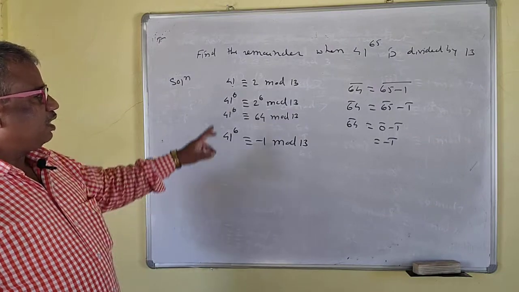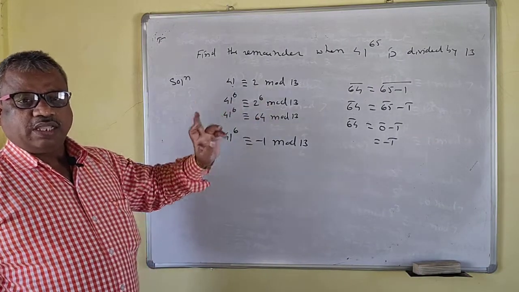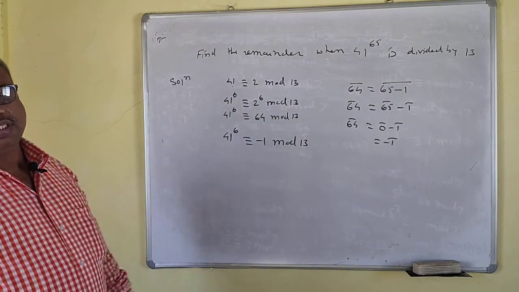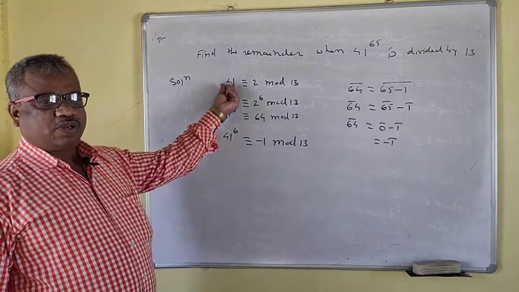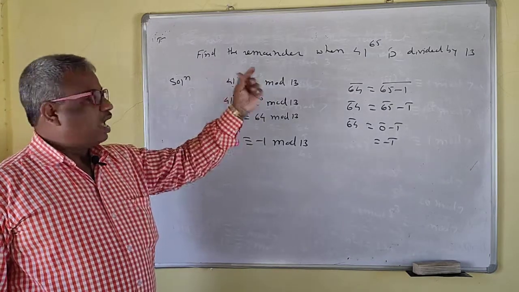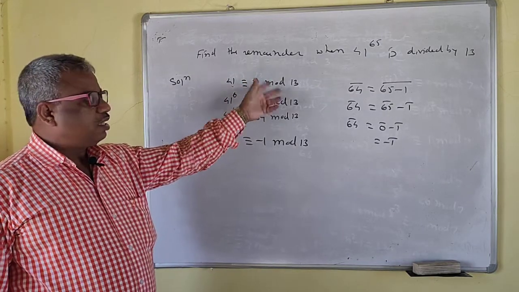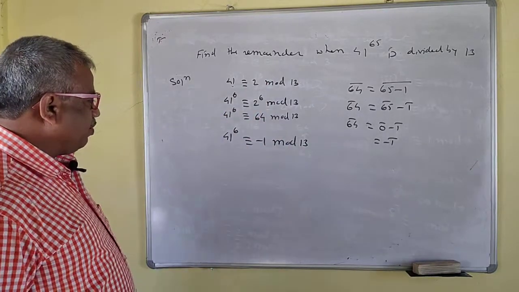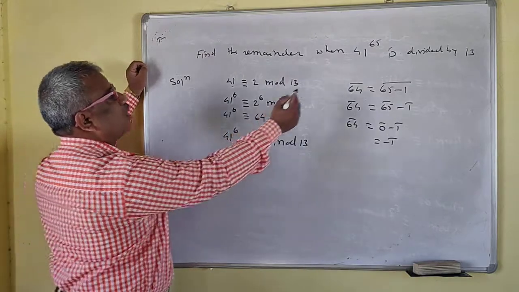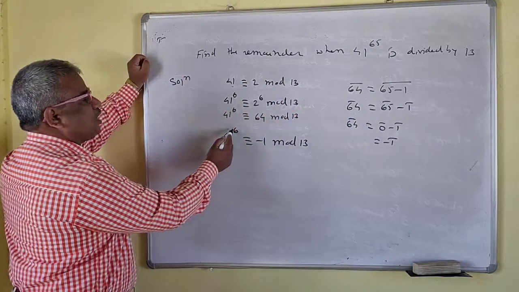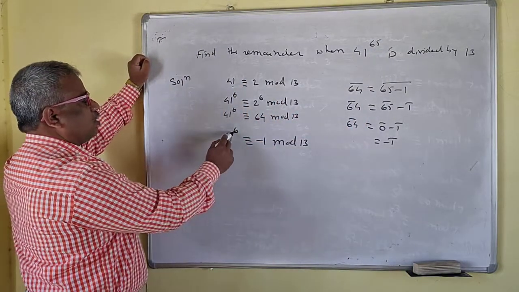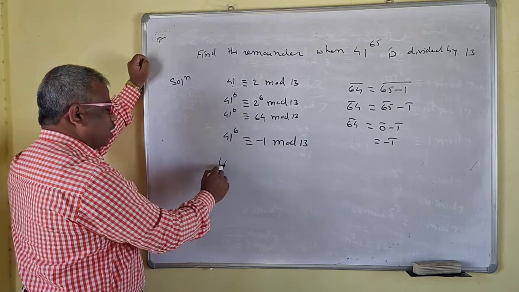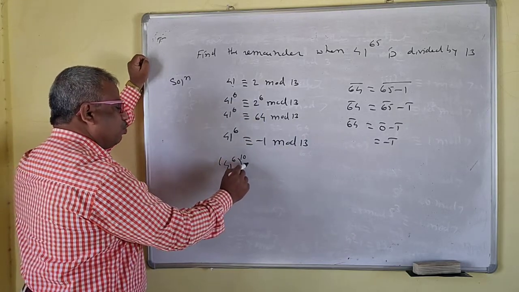Because what we have seen is that A is congruent to B mod n if and only if A and B give the same remainder when you divide A by 13 and B by 13. We are applying that theorem here. Now you want 65, and 6 is there, so I will take the power 10 on both sides.